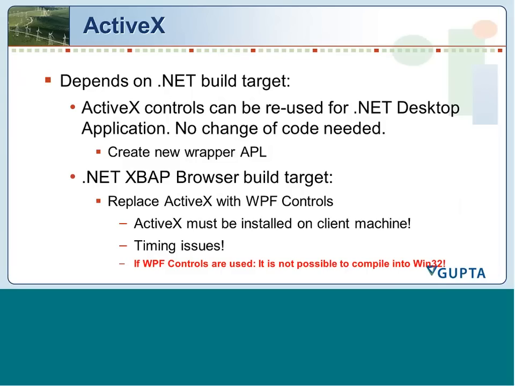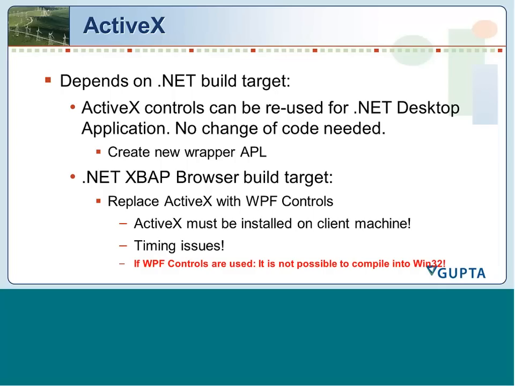For XBAP browser applications, if you plan to move your applications to the browser, then maybe it makes sense to replace ActiveX controls with WPF controls. There are hundreds, or thousands, of WPF controls in the market, and you can use them very easily. We provide an API to set all the properties and to get responses from special messages. You can react on special messages and so on. Also, you can fire methods from the API, from the WPF control. So everything is supported.